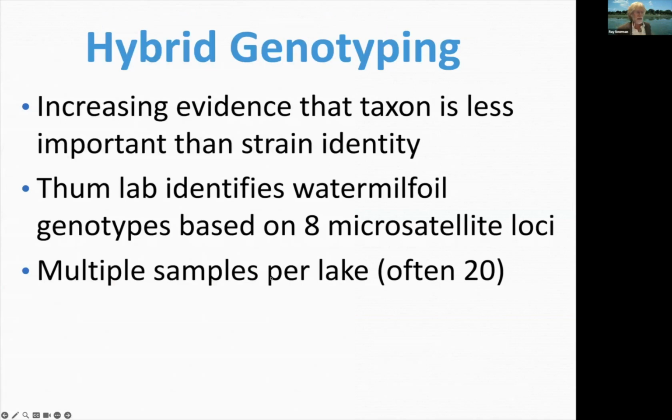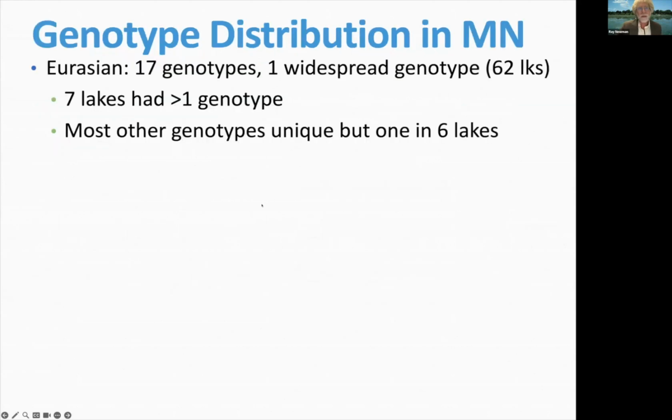Well, that's the taxon identification, but you really need to drill down and say, what is the genotype we're dealing with? So we're increasingly realizing that you can't look at resistance or competitive ability just based on whether it's hybrid or Eurasian, but you really need to know what genotype or what strain it is. So Ryan's lab's been identifying water milfoil genotypes based on 8 microsatellite loci, and we've collected multiple samples per lake. So we've got a fairly good characterization in these lakes, often 20 samples per lake.